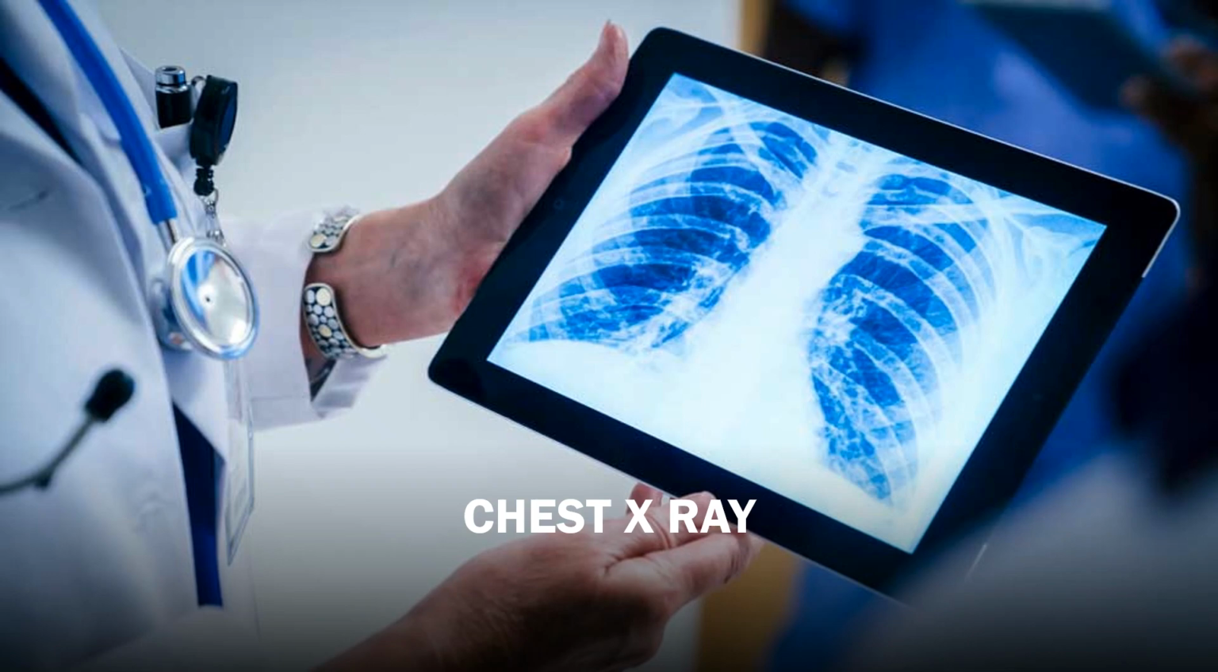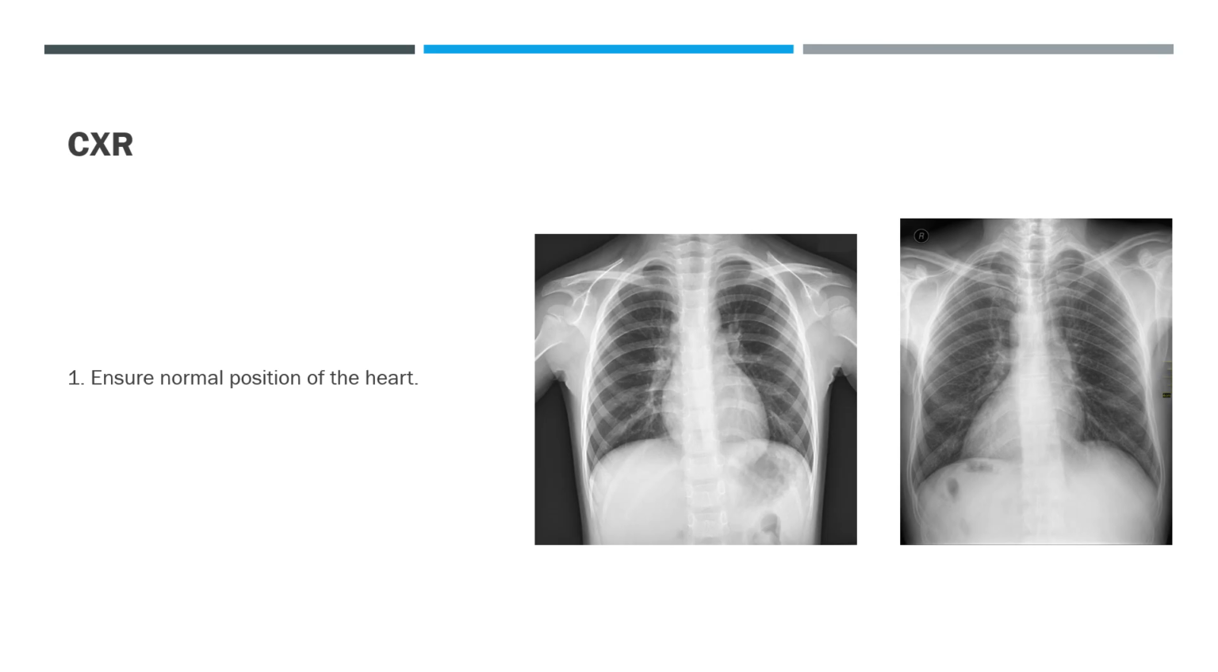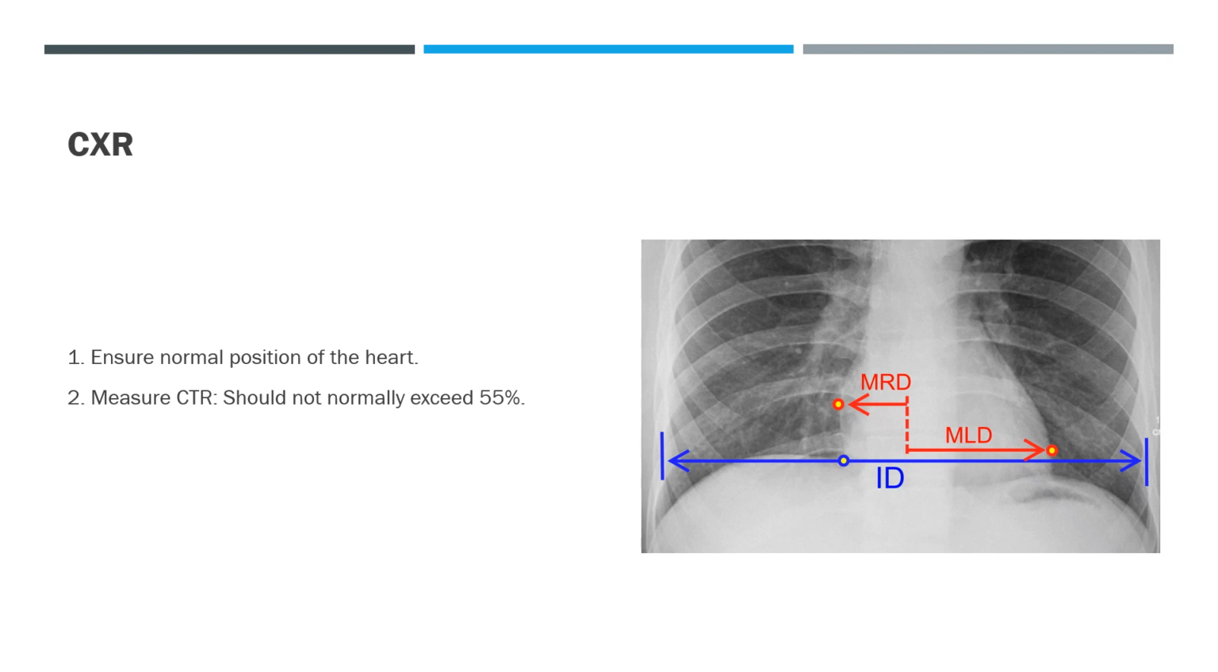For the chest X-ray, please ensure there is a normal position of the heart and the patient is not having dextrocardia. Also ensure there is a proper cardiothoracic ratio. To calculate the cardiothoracic ratio, please calculate the maximum diameter of the heart on either side of the midline and compare it to the internal diameter of the chest. The cardiothoracic ratio should not exceed 55%. More than this percentage is considered cardiomegaly.